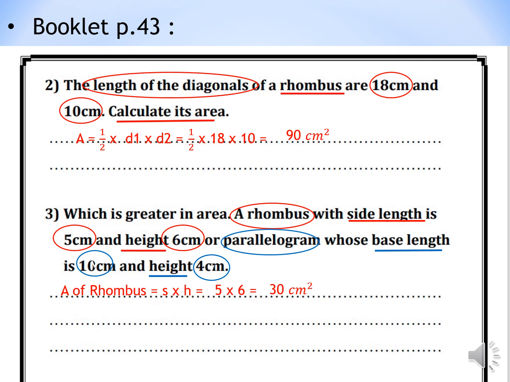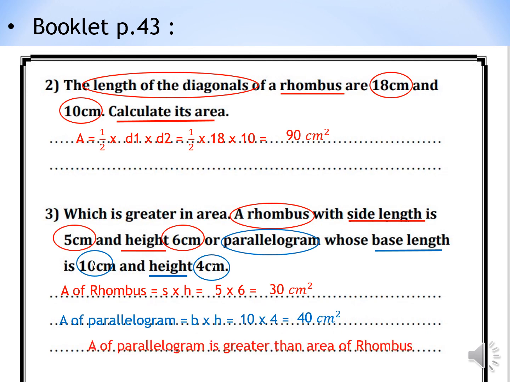And then I have to get the area of the parallelogram. Area of the parallelogram equal base times height. So it will be equal 10 times 4 equal 40 centimeters squared. Now, which is greater, the area of the parallelogram or the area of the rhombus? The area of parallelogram is 40 centimeters squared, so it's greater than the area of the rhombus.